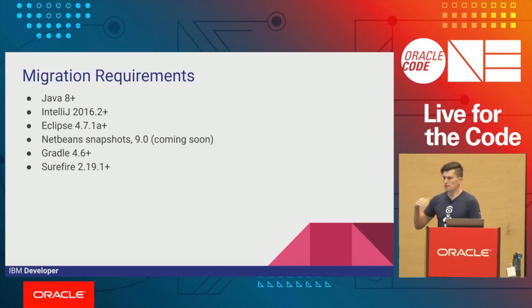As mentioned, JUnit 5 has been out for just over a year now, so if you're using IntelliJ or Eclipse, any release within the past year or so will work great. NetBeans 9.0 is coming soon, and JUnit 5 support should come with it. It's also in the snapshot builds. Gradle 4.6 or later, and Surefire 2.19.1 or later will work, though we'll talk a little later about how we actually want to be on the most recent Surefire and Failsafe, 2.22, which is a little easier to configure when it comes to JUnit 5.